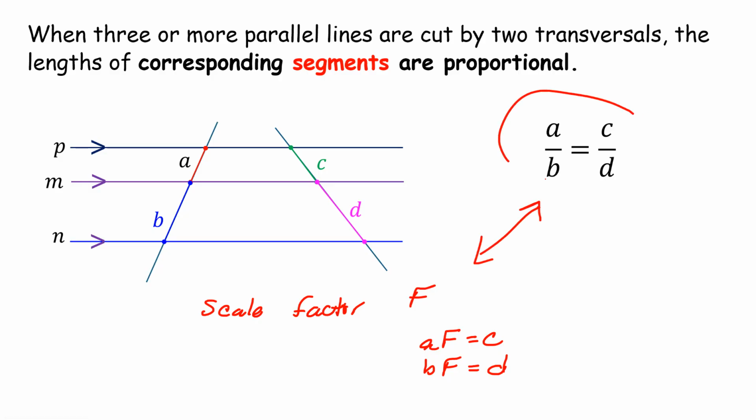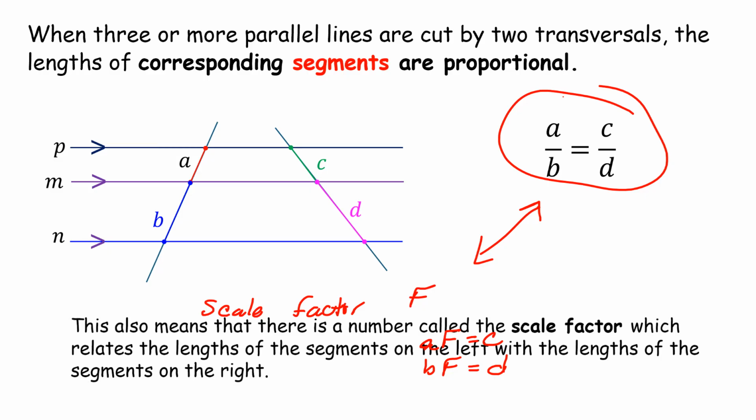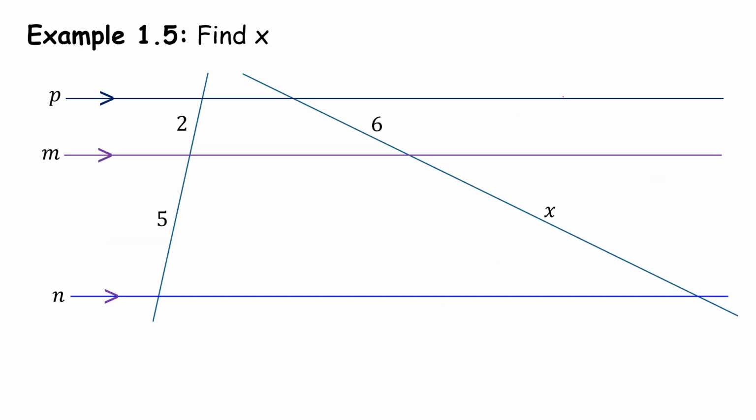This way of doing the problems, finding the missing parts, is slightly quicker because you don't have to find the scale factor. You can just set up the proportion and figure out the answer. So let's just look at an example and we'll do it both ways. All right, so we have three parallel lines cut by two transversals. We have a segment here that is 2. We have a 5. We have another segment over here on the right transversal that's 6, and the bottom one is x. So from what we just learned, 2 over 5 is equal to 6 over x.